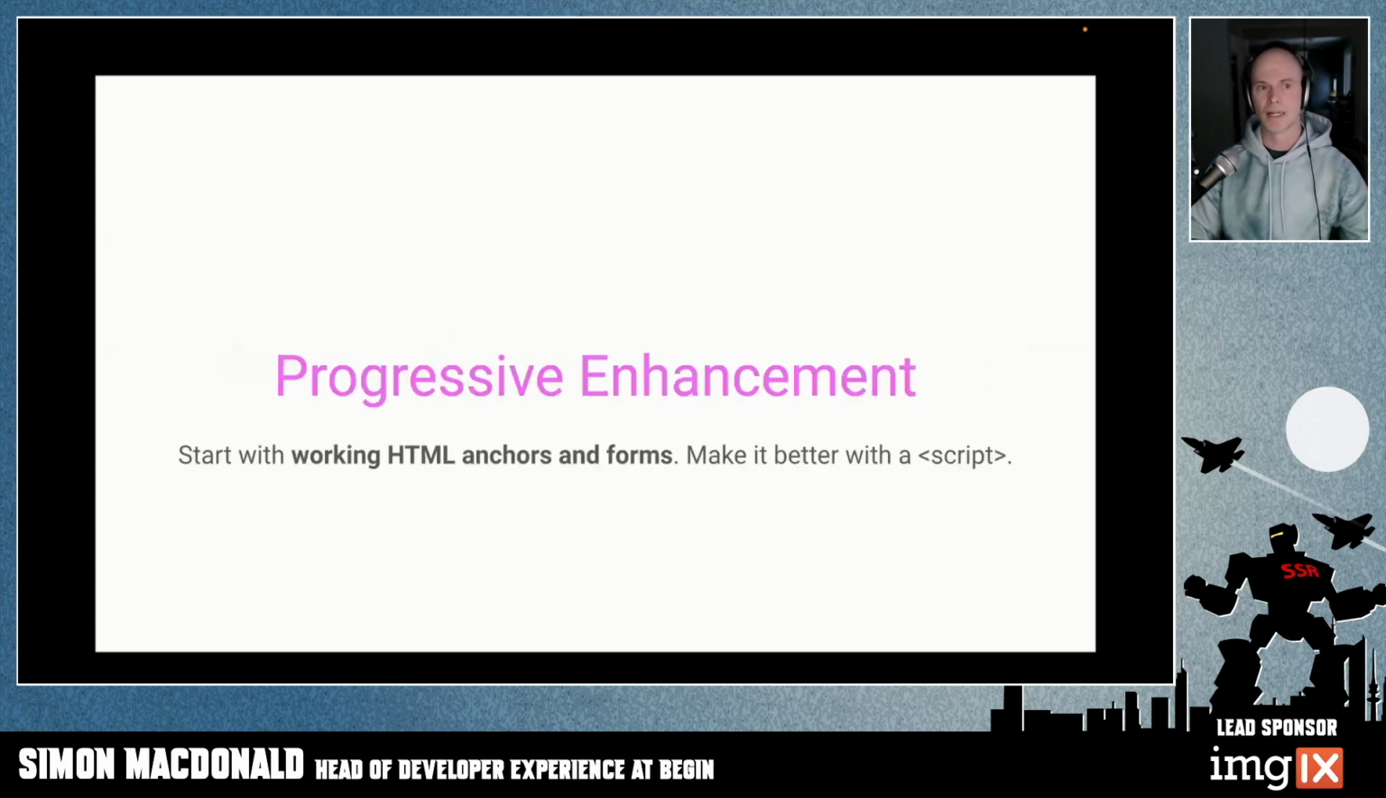So with progressive enhancement, you start with working HTML using standard anchors and forms, and then you make it better by adding JavaScript to it. It's not the other way around. It's not you start with a bunch of JavaScript and you see where the JavaScript fails, and then you make sure that the failure case is still kind of workable. That's graceful degradation. Progressive enhancement, in my opinion, is way better than graceful degradation.